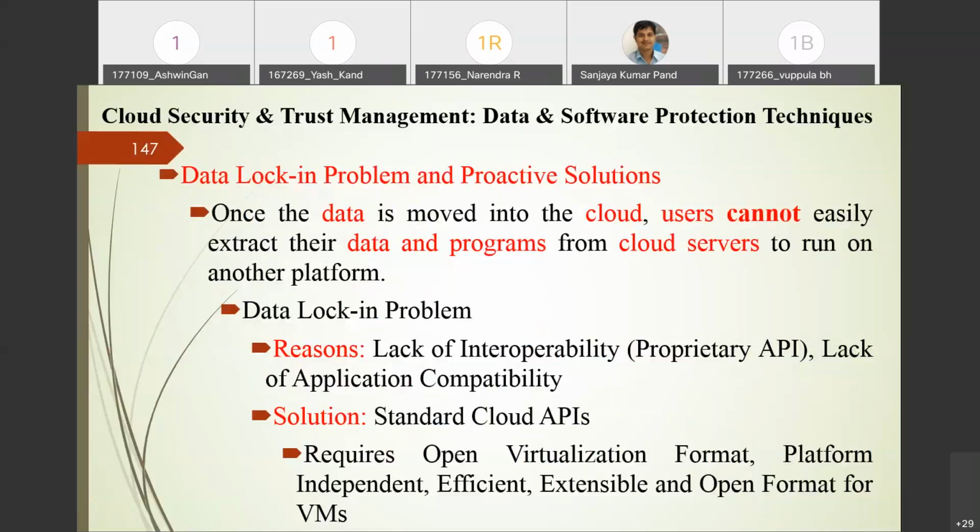So the main solution is that if all people use the same type of VM template, or all people use the same OVF, that is, the Open Virtualization Format, and use standard APIs and standard libraries, then this thing can be easily avoided.